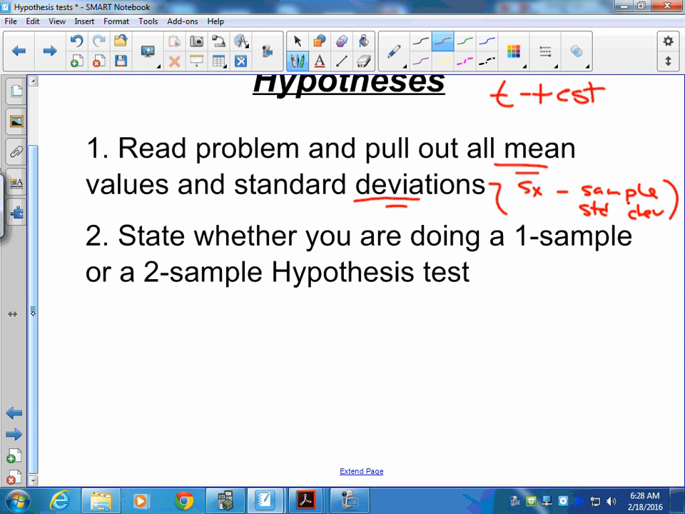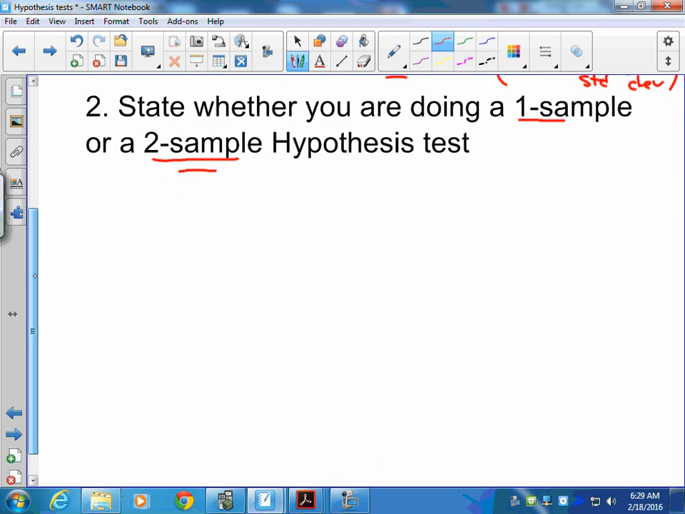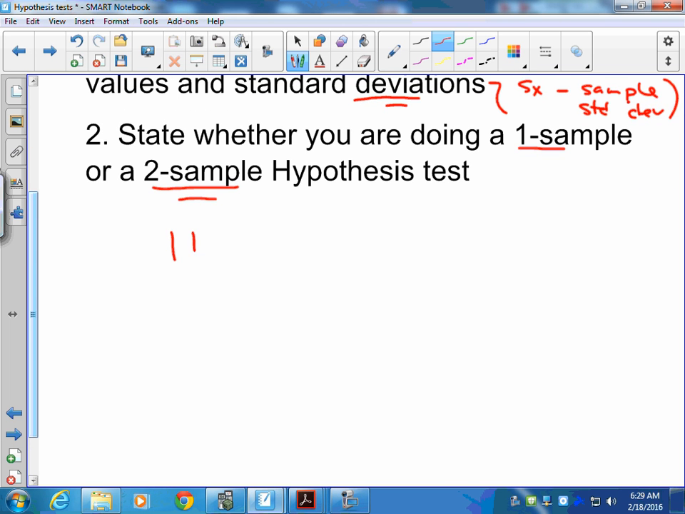The next thing that you want to do, you pull out all of your information. You want to tell the person that's reading your question what type of test you are doing. Are you doing a one sample hypothesis test because you only have one mean, one standard deviation? Or are you doing a two sample hypothesis test because you have two independent means, two independent standard deviations? So once you've stated the type of test, then you always want to go in and start to build your null and alternative hypothesis.